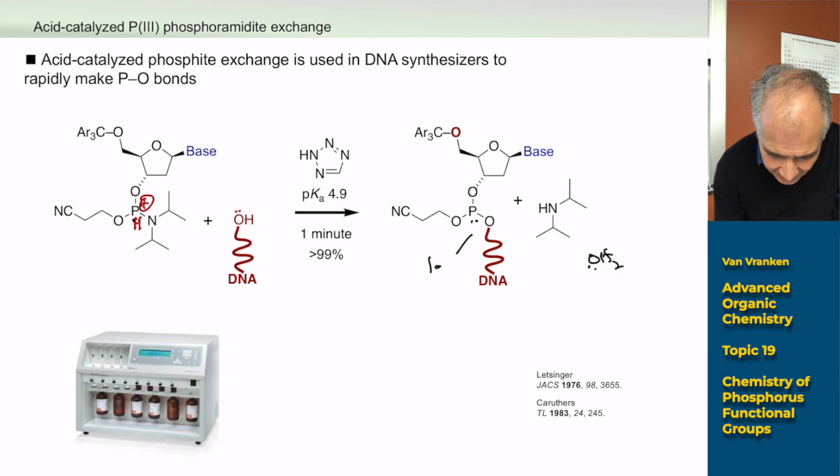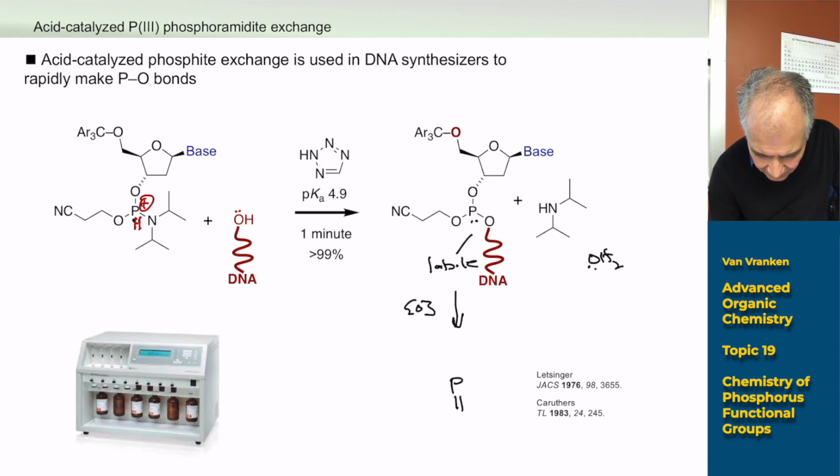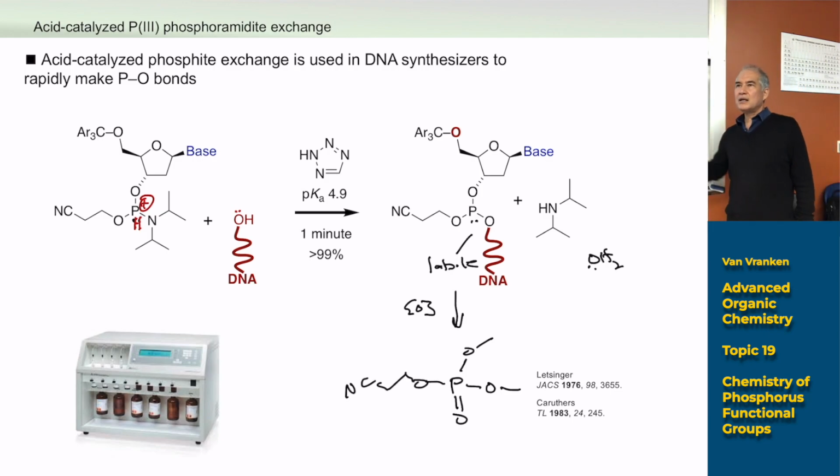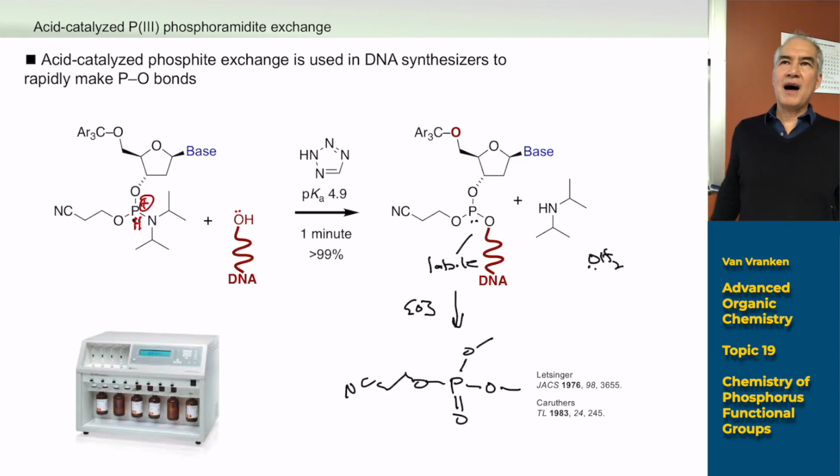And so what do we do to get around that? Once you get your 99% yield, the next step for the DNA synthesizer machine is to oxidize this functional group to give you a phosphate ester. And phosphate esters are rock stable. Right? That's the trick. You make your phosphorus oxygen bonds using phosphorus 3, and then you oxidize it to a phosphate ester, phosphorus 5, and that's not easy to substitute anymore.